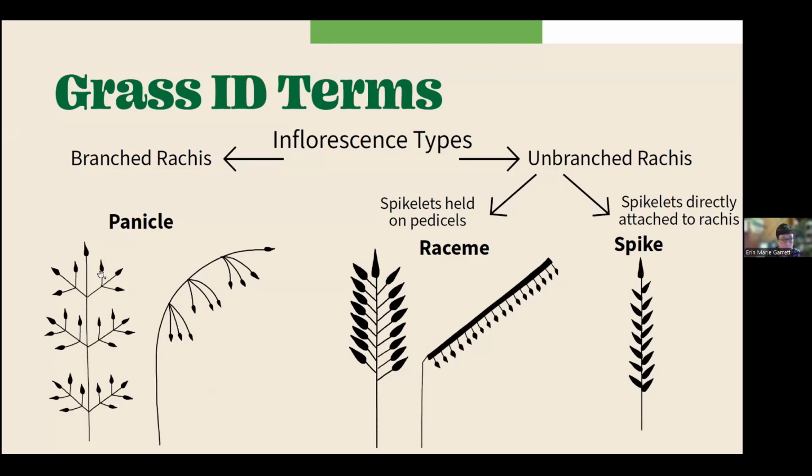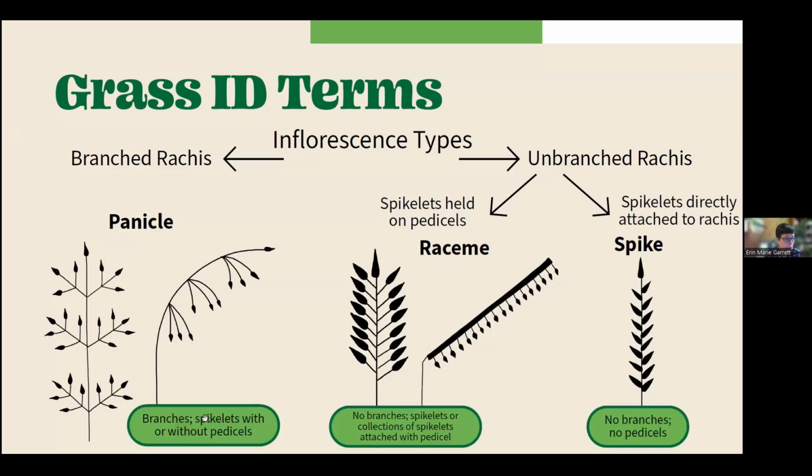So just to recap and review, and you have this in the handout, we've got branches, with spikelets that can be on little pedicels or not, but they're at least on a branch in our panicle. We've got no branches or pedicels on a spike, and then a little bit of a mix on the raceme here. And yes, blue grama is an example of a raceme. Very good. We'll look at that one today too.